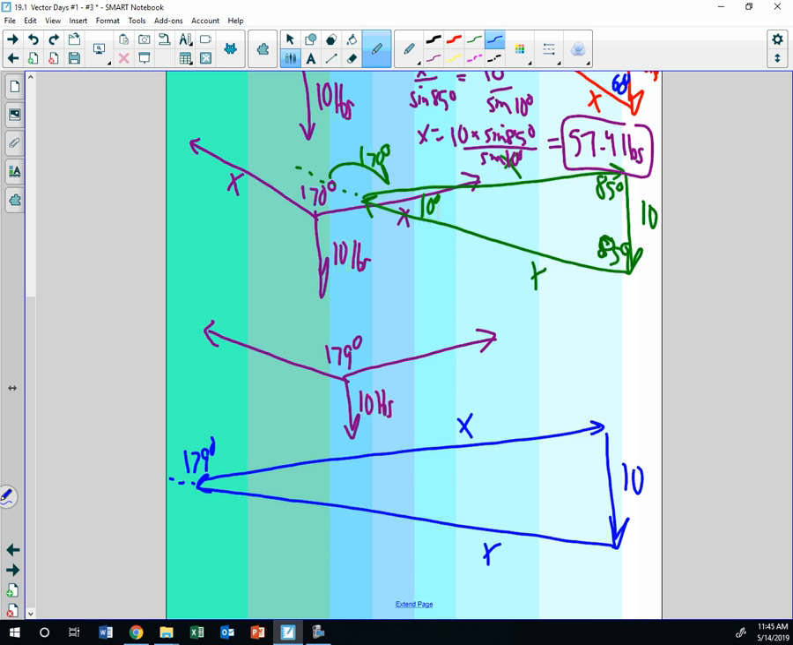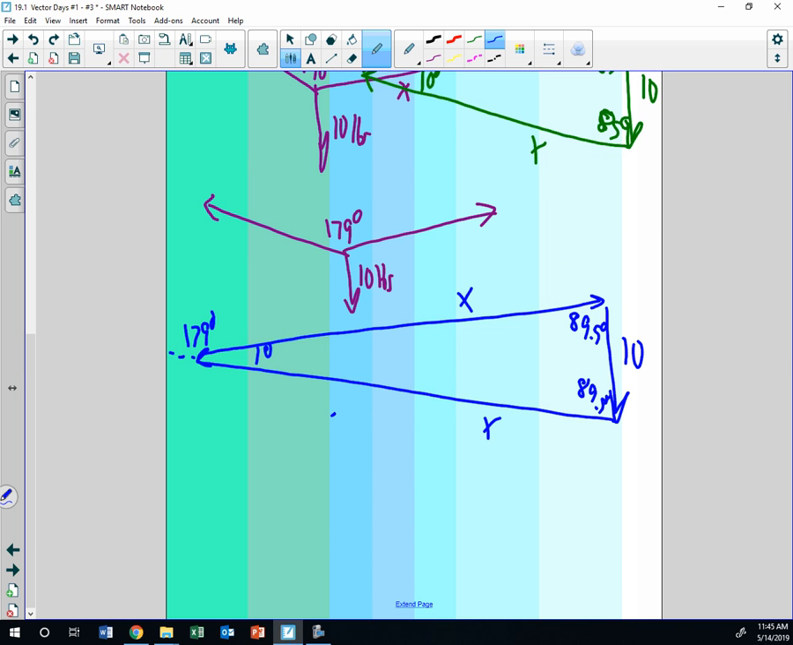What will this angle here be? 1 degree, and we're going to share 179, 89.5 degrees for this. Now use the law of sines, and you're going to get X over the sine of 89.5 is equal to 10 over the sine of 1 degree. So X is going to be 10 times the sine of 89.5 over the sine of 1 degree.